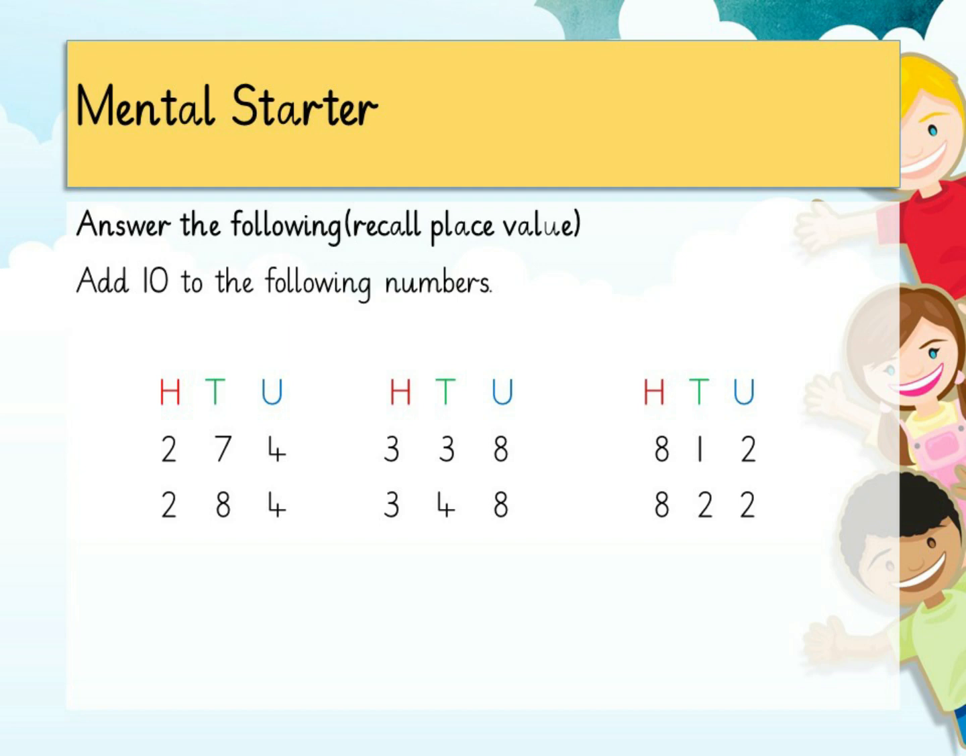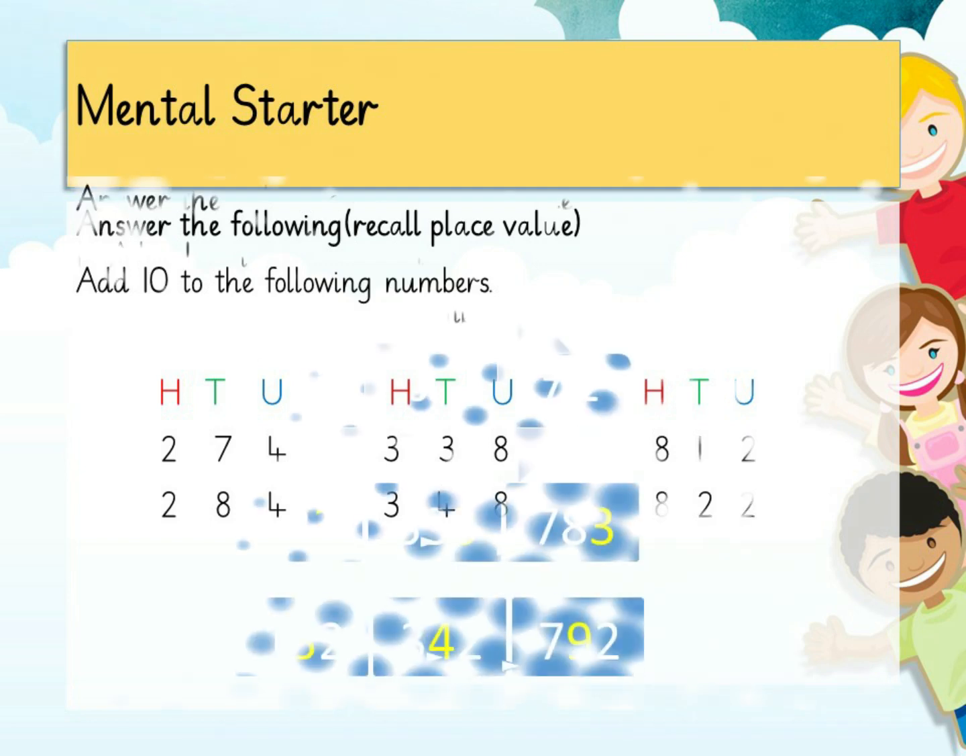Yes, the first number is 274 and it will become 284 because you added 1 at tens place. Next number is 338 and it becomes 348. And our third number is 812 and it will become 822 by adding ones at tens place. Correct.